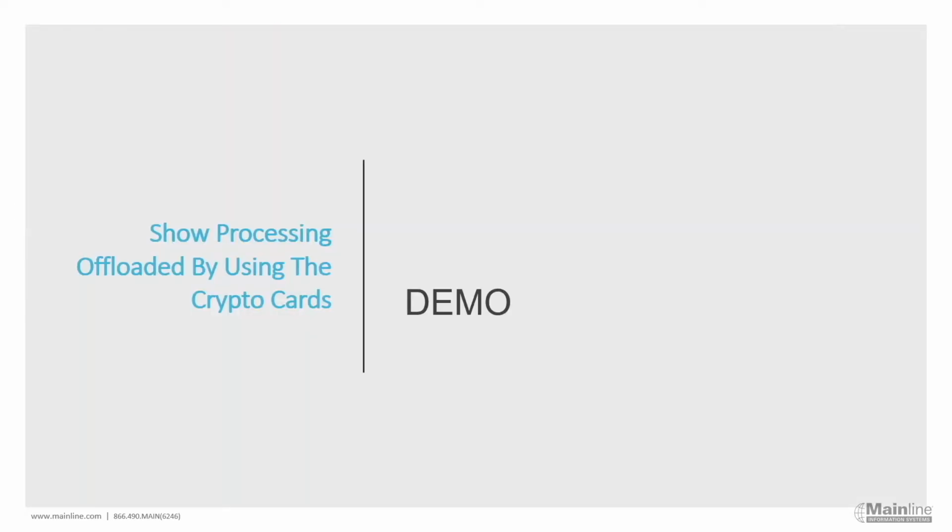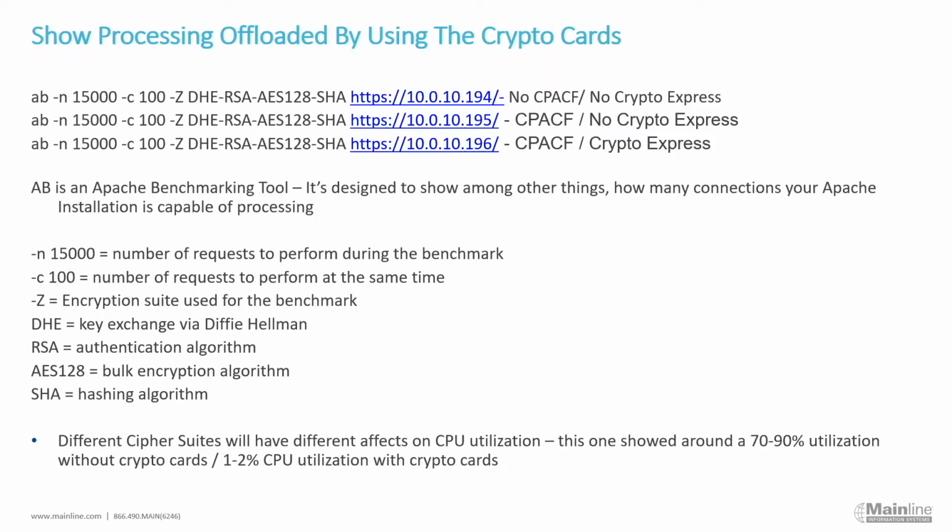I know that was kind of quick. I wanted to emphasize that this is a fairly easy thing to implement. It has a lot of benefits. Like I mentioned before, I'm using a free tool. It's an Apache benchmarking tool, and what it allows me to do here is dictate how many connections I have to my Apache website, and how many of those I can process at the same time, and then it allows me to dictate which cipher suite I want to use for that particular test.